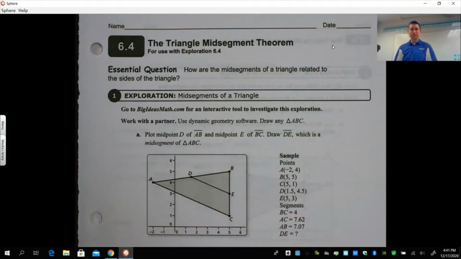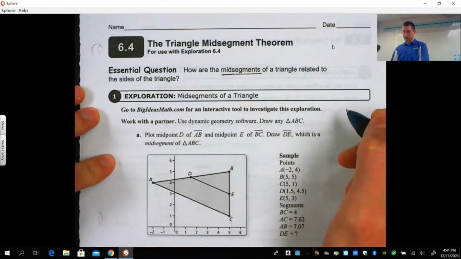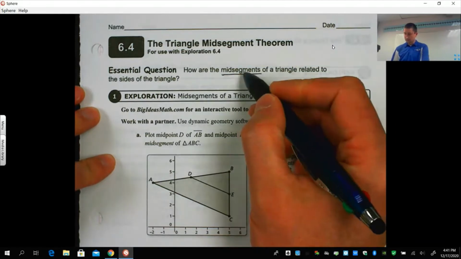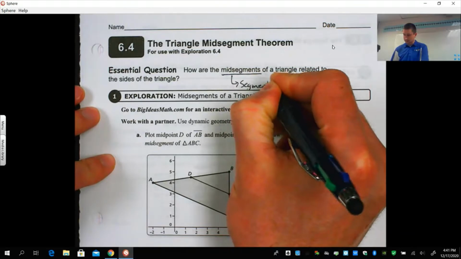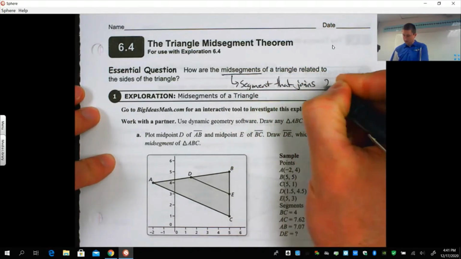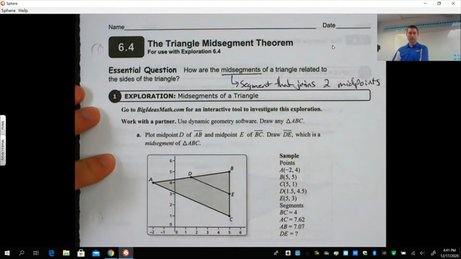The triangle mid-segment theorem, Lesson 4. So a triangle mid-segment. The central question: how are the mid-segments of a triangle related to the sides of the triangle? What a mid-segment is, that's just the segment that joins two midpoints. A segment that joins two midpoints, that is a mid-segment. Okay?